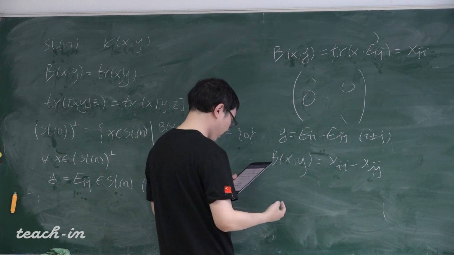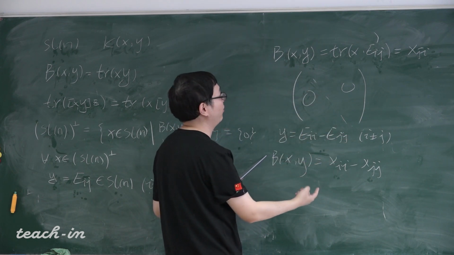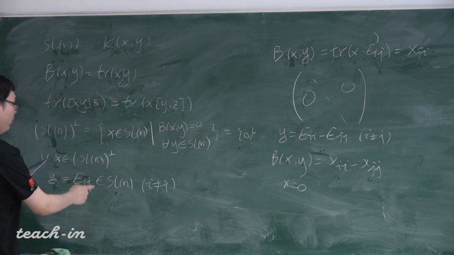And then we know x, the diagonal will also be 0. So x means x is 0. So it's non-degenerate.